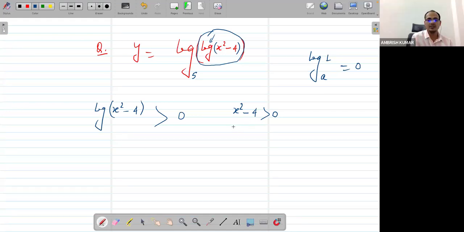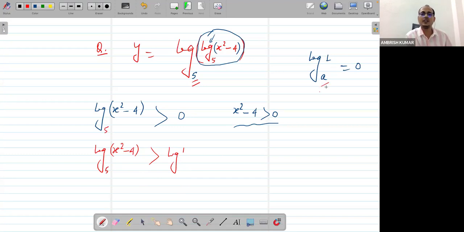So now you tell me the answer for this part, and look what we are going to do here. x square minus 4, and 0 can be written as log of 1. When the base here is 5, for this log also you take the base as 5. With argument 1, you are free to take any base. For any base, when the argument is 1, it becomes 0. So here also we can take the base as 5, right?